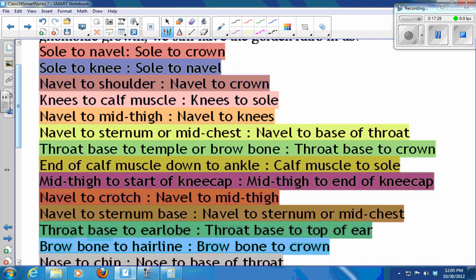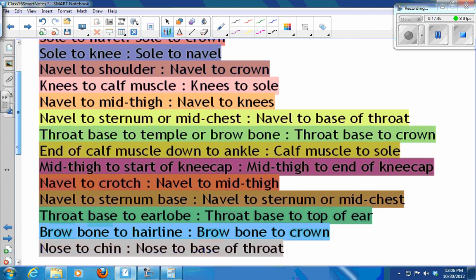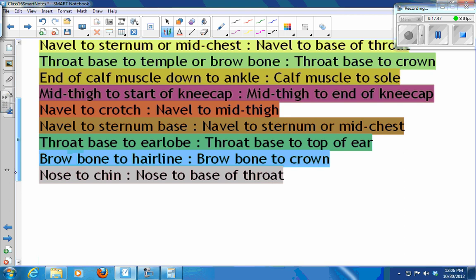If you do, let's see, what's a good one? The end of your calf muscle, right? So like down here to your ankle, and then the calf muscle to the sole of your foot. Golden ratio. So if you lie down on a big piece of paper and mark it, yeah.